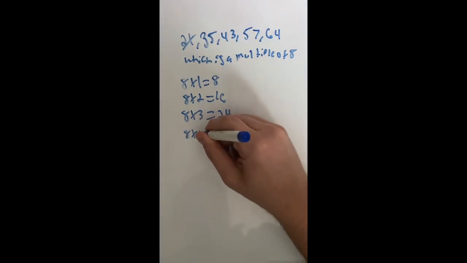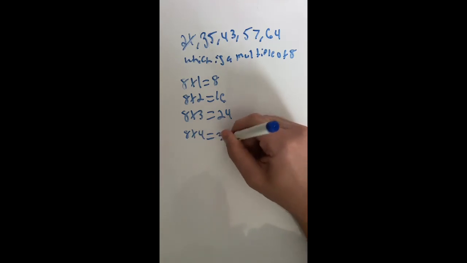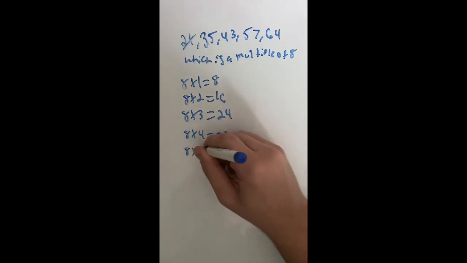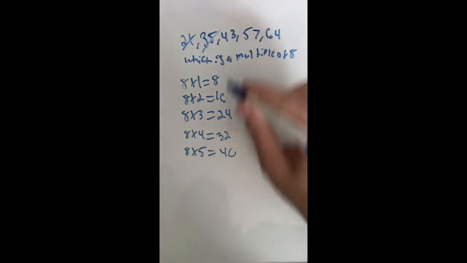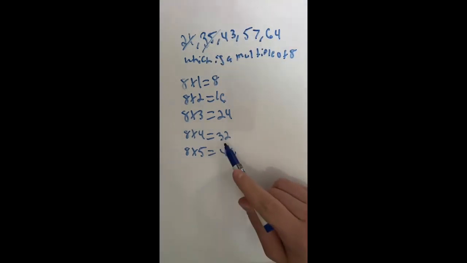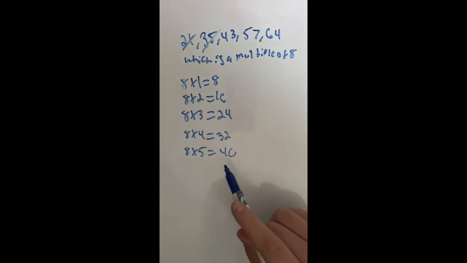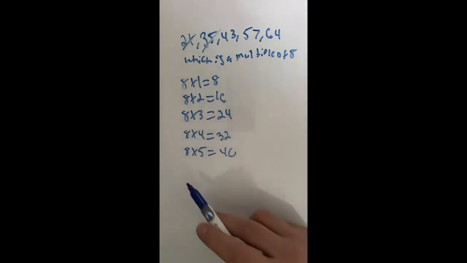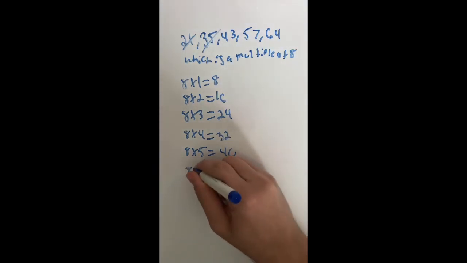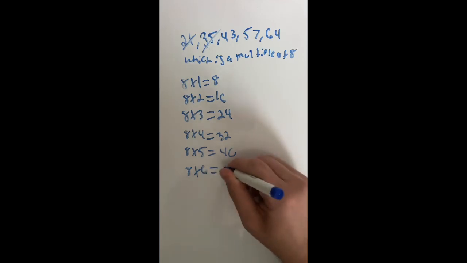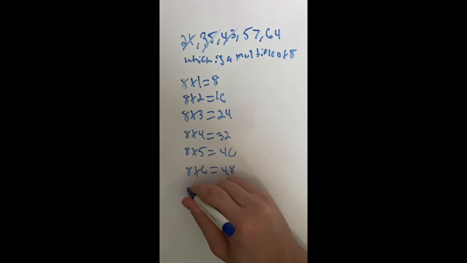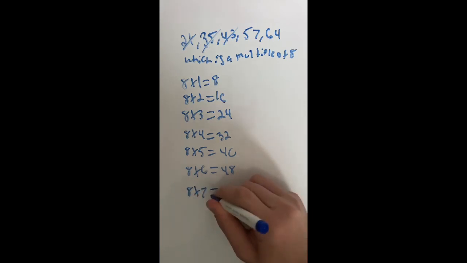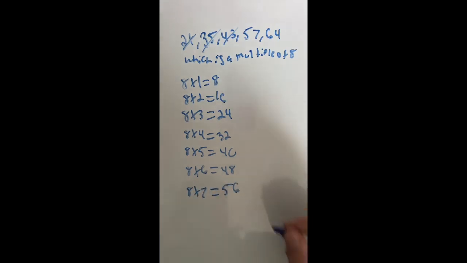8 times 4 equal to 32. 8 times 5 equal to 40, which once again, 35 cannot be one because 8 times 4 is 32 and 8 times 5 is 40. So nothing, no whole number times 8 is equal to 35. So we would keep going. 8 times 6 equal to 48. So 43 is not possible. 8 times 7 is equal to 56.